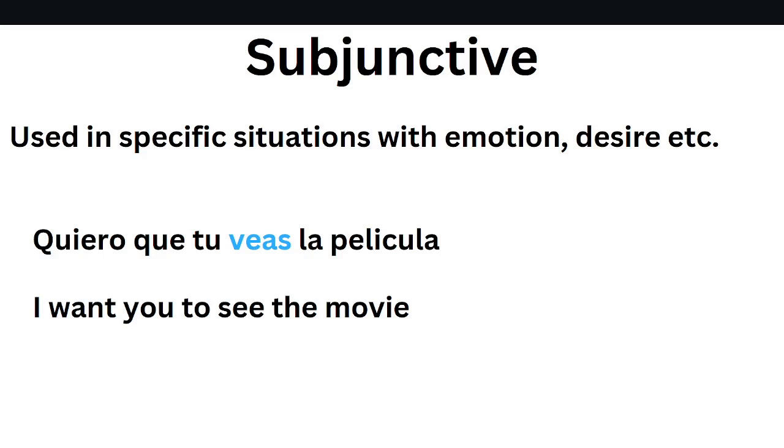The reason why we use subjunctive, which this one is actually subjunctive present tense, we use the subjunctive present tense instead of the regular present tense, which is the indicative present tense, because we are talking about something with a certain desire to it. Quiero, I want, right? That indicates desire. I want you to see the movie. Quiero que tú veas la película, because of the desire triggering the subjunctive. Now we have to conjugate the verb a little bit different than the present indicative.